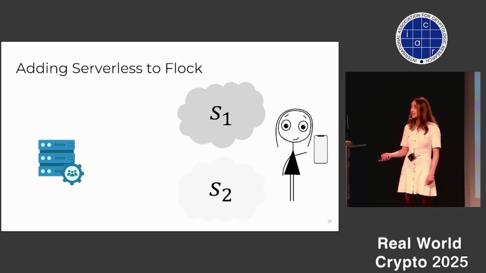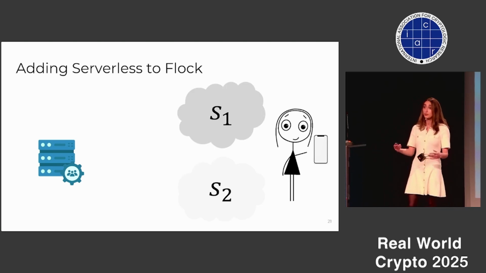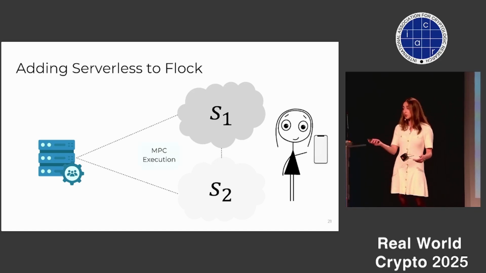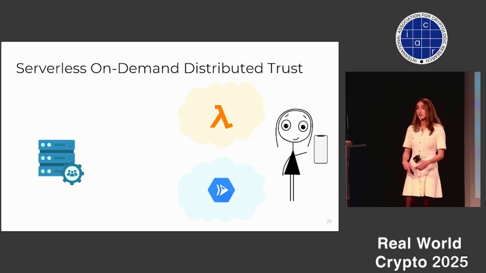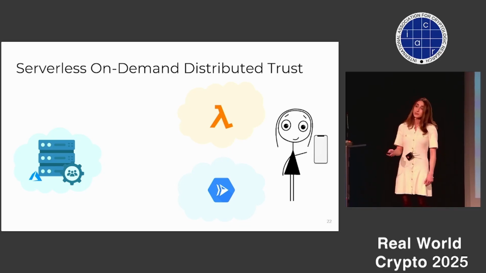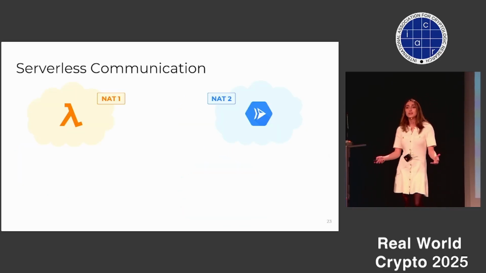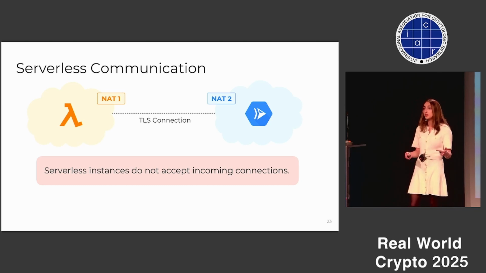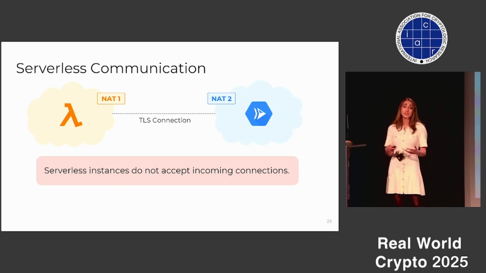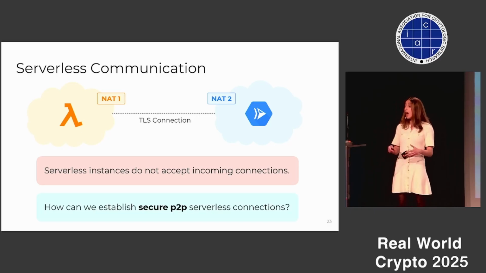So how would this work? Well, Alice is going to go ahead and deploy S1 and S2 serverless instances in distinct cloud providers, and the application provider is going to do the MPC execution. To make this more concrete, maybe Alice deploys an AWS Lambda instance and a Google Cloud Run instance, and the application provider can run in the other cloud, Azure. But this brings me to our first main technical challenge, which is that in MPC, you need the parties to be able to communicate over a secure connection. But unfortunately, serverless instances, especially those in distinct cloud providers, do not inherently accept incoming connections because they're in distinct network address translations. And so our question was, how can we establish secure peer-to-peer serverless connections?